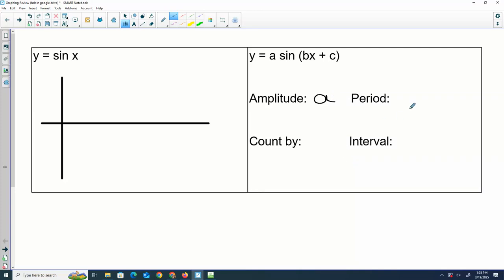For everything except tangent and cotangent, the normal period is 2 pi. So to find your period, you do 2 pi divided by the number in front of x. So 2 pi over b in this case. To find our count by, it's always the period divided by 4 for the 4 quadrants. And again, for everything except tangent and cotangent, our normal interval is for the argument to be between 0 and 2 pi.